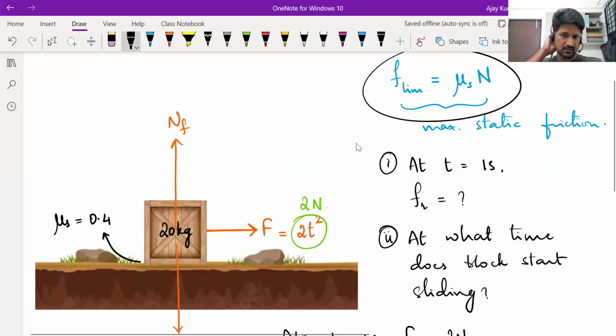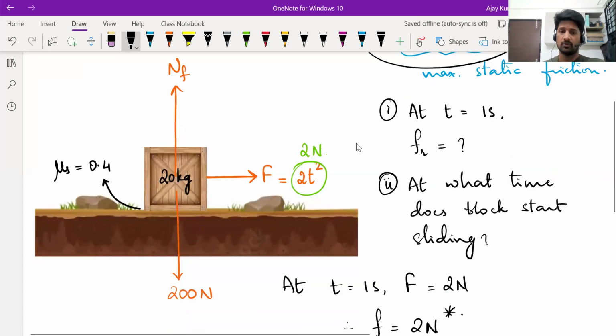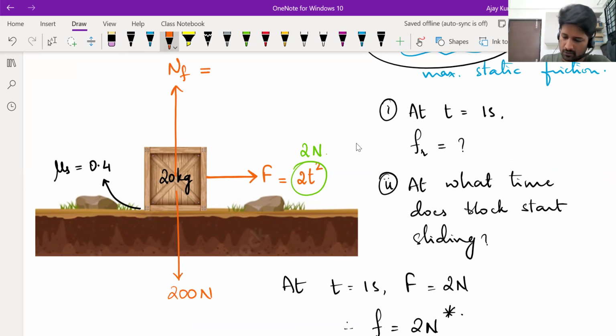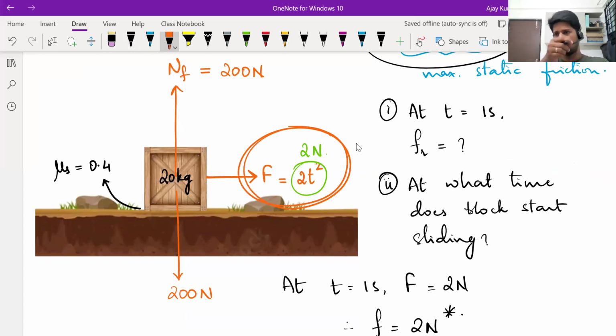Now tell me, in this case, how much will the normal force be? 200 newtons. There are no other forces acting vertically. Then normal force has to balance the weight of the block. So normal force is 200 newton. This force that we are applying doesn't have a vertical component. It only acts horizontally, so it won't disturb the normal force.